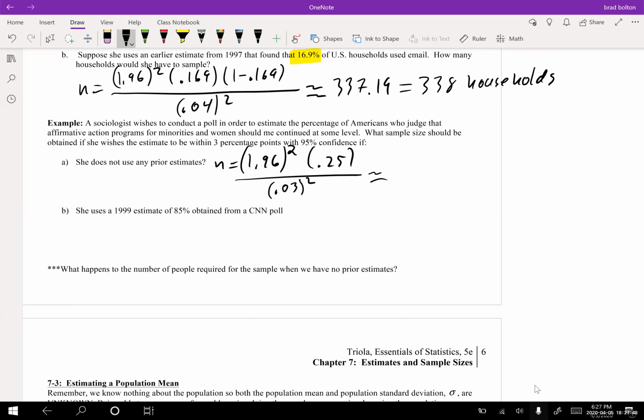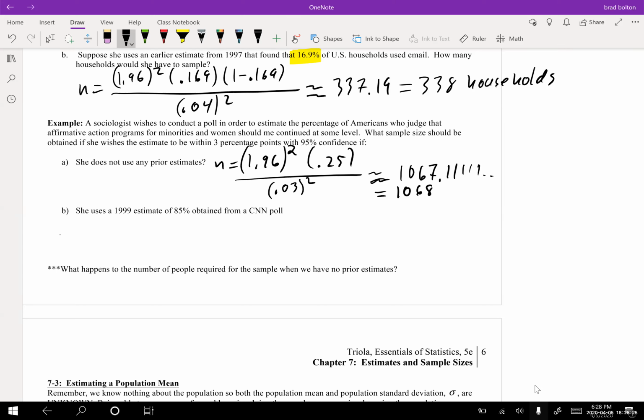So let's see what we get. 1.96 quantity squared, times 0.25, divided by 0.03 squared. And I get 1,067.111, and so on and so on. But I hope you guys are starting to notice that we're going to round up to 1,068. So she should have 1,068 for her sample size if she has no prior estimate.